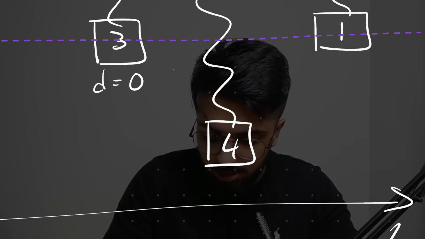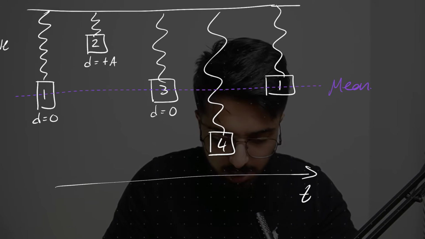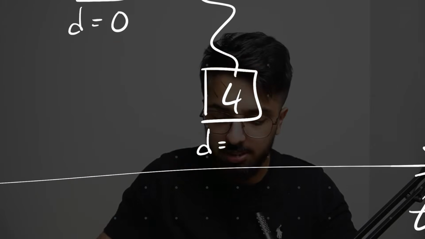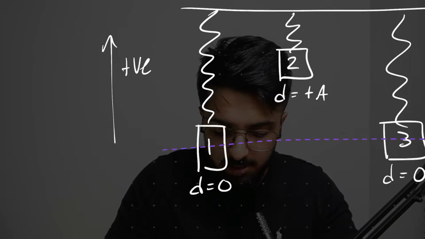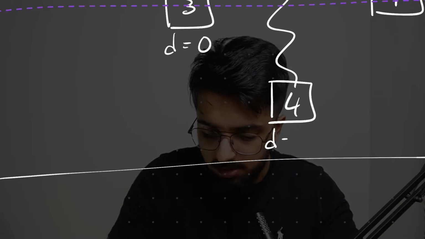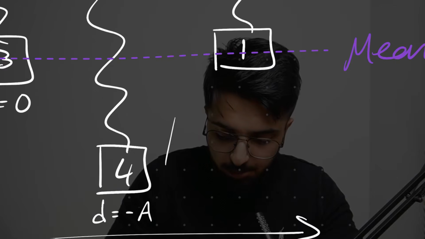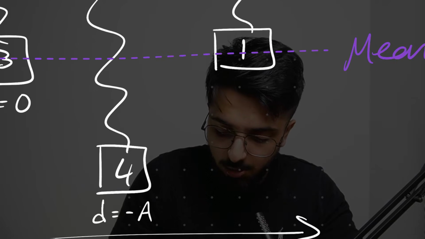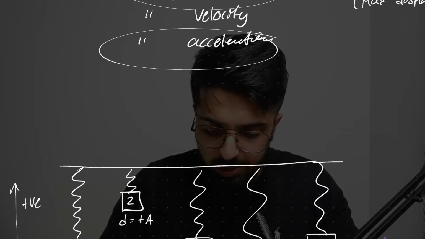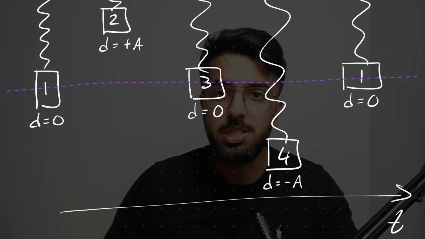Our mass continues to move down to point number 4. As you can see here, we are at max displacement again, however we are in the opposite direction. We considered up to be positive, and now we are moving downwards, and so this is negative A. Then we move up once more to the mean, and so our displacement is 0 once again, because we're at the mean.